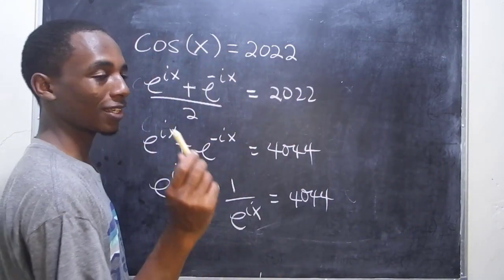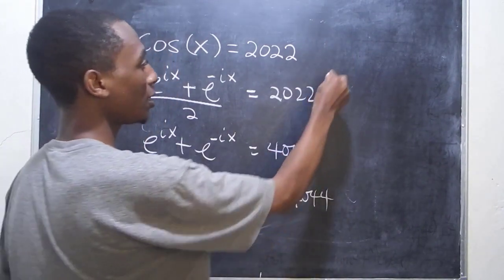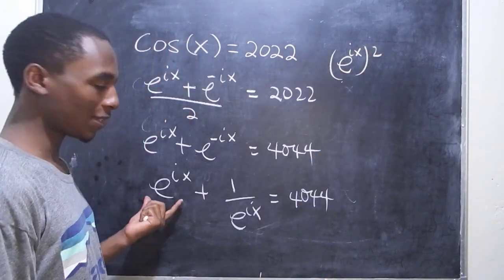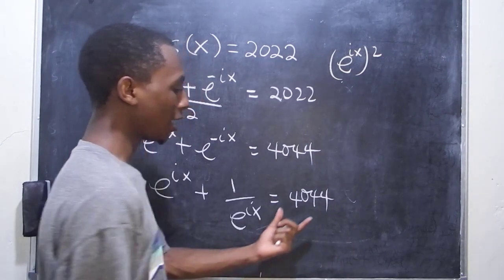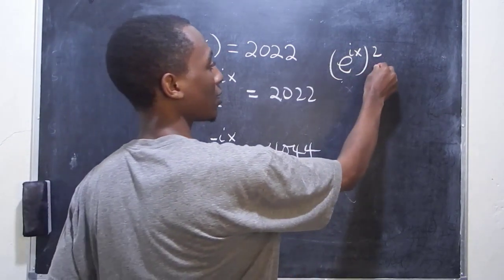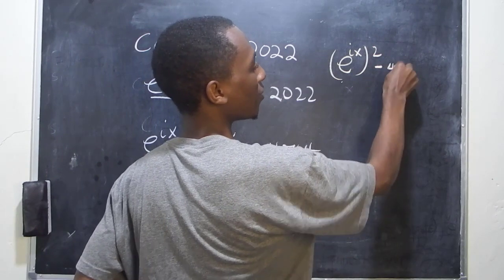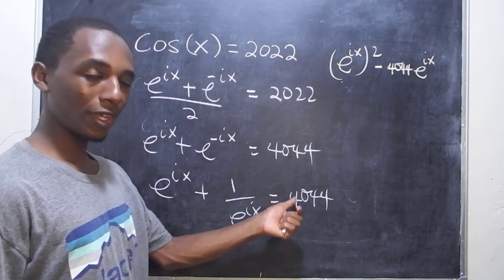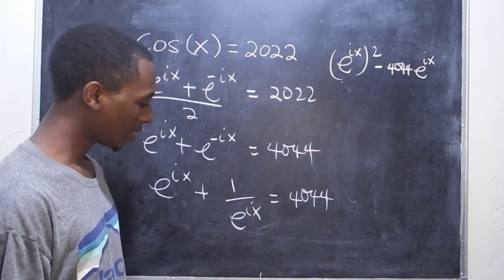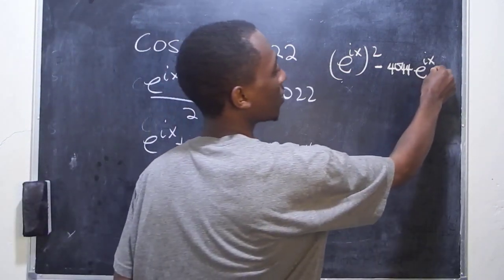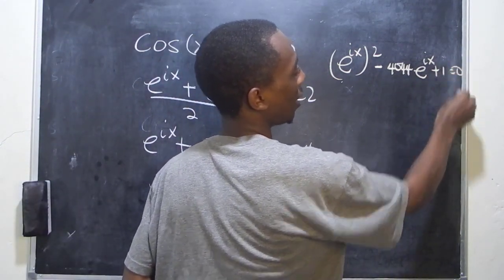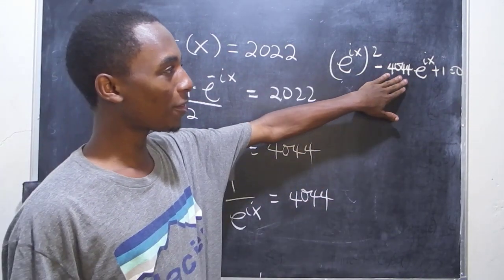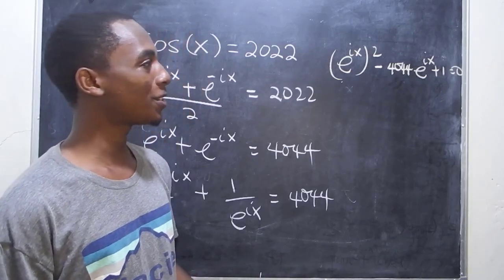Now, let me just use another color. So this is going to be e to the power ix, that's squared, because this is the same as this, so I'll have that squared. I'll just bring this here, so that's going to be minus 4044 e to the power ix, because it's a plus, so when it comes here it's going to be a minus, and then I'll just have plus 1 here, and everything equals 0 because I have nothing on this side here. And this is now interesting because we have a quadratic equation which is very easy to solve.